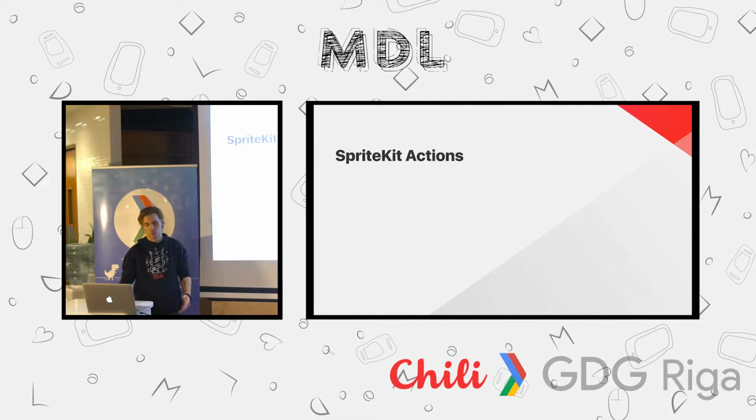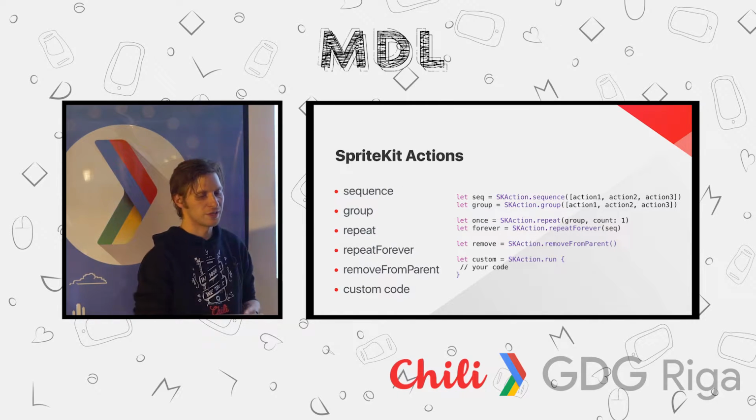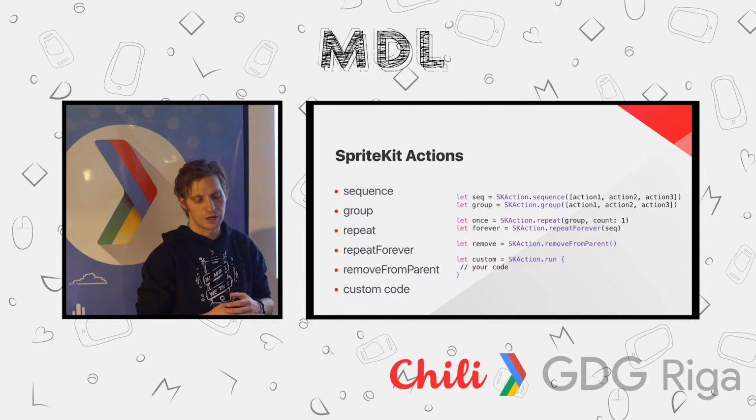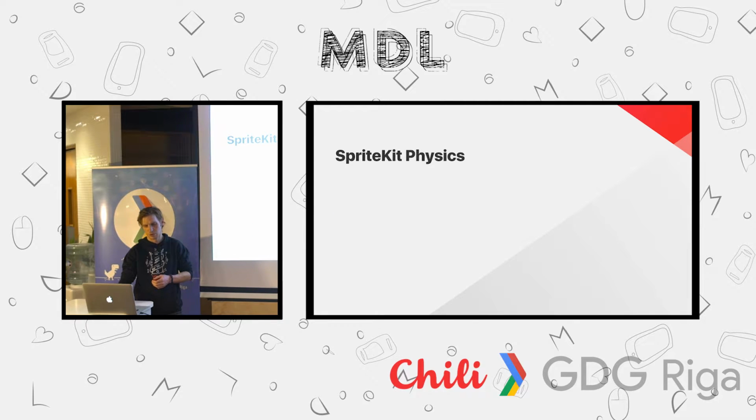So with each of those nodes, you can run actions on them, and actions are basically things like rotate, move, fade, scale, stuff like that. But not only can you run them individually, you can do sequences or groups and repeat and mix it all together on various levels. Also, you have support for your custom code in those actions. And with those actions, you can achieve really amazing results.